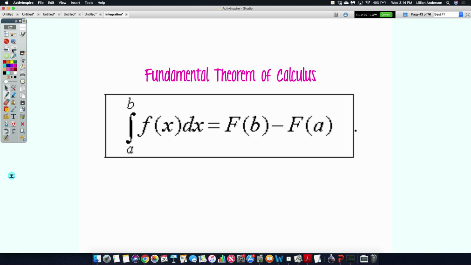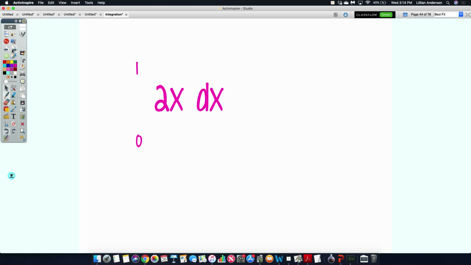And this is how you would do it algebraically. All those other ones didn't have a function involved, but when you do have a function, you take the antiderivative and you evaluate it top bound minus bottom bound. We'll only do a few because I know we're running out of time.